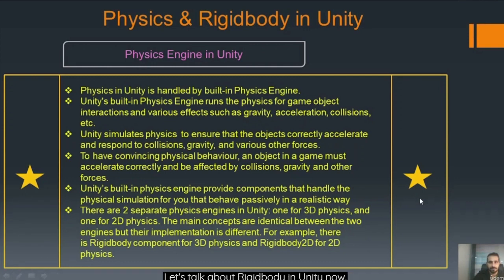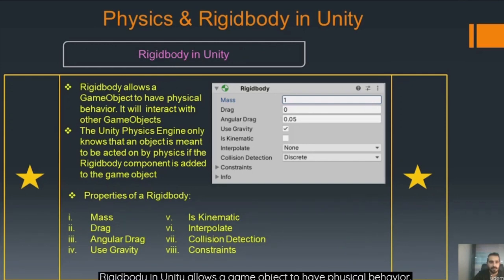Let's talk about Rigidbody in Unity now. Rigidbody in Unity allows a game object to have physical behavior. It will interact with other game objects. The Unity physics engine only knows that an object is meant to be acted on by the physics if the Rigidbody component is attached to the game object. Properties of a Rigidbody: mass, drag, angular drag, use gravity, is kinematic, interpolate, collision detection, and constraints. Let's see one by one what these properties mean.